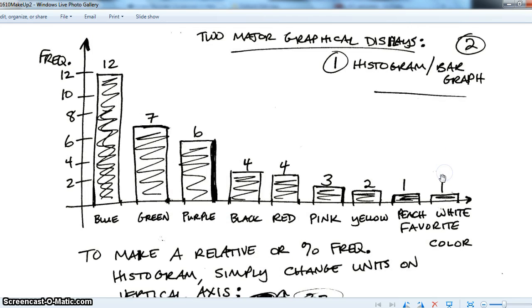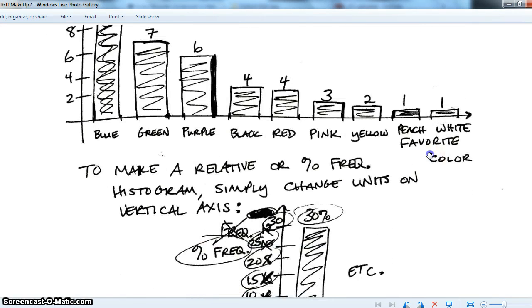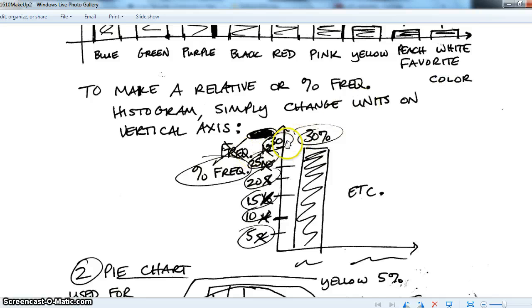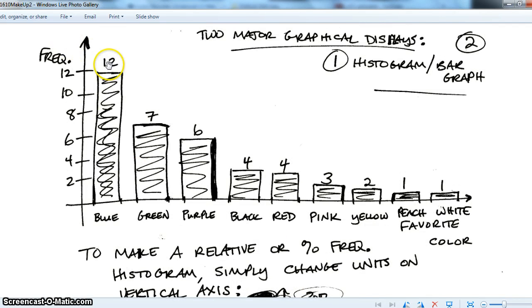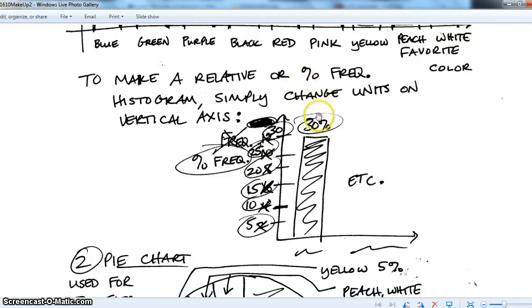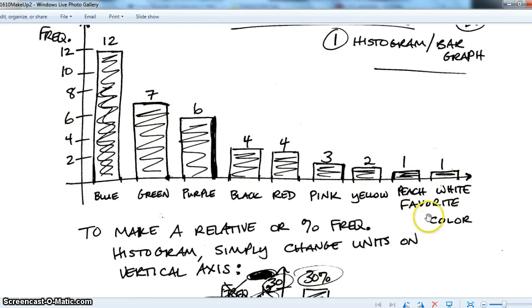So I'm not going to go through and draw this whole thing again. If I was at the chalkboard, I'd just erase it and put something else there, but I'll show you what you would do. Instead of having a frequency with 2, 4, 6, 8, 10, 12, now you have percent frequency, 5%, 10%, 15, 20, 25, 30%. And then for each of the bars, you put the percent on top. So instead of having 12 here, 30%, and so on. The horizontal axis is just the same. You don't have to do any changes with that. It's still favorite color, still all the same colors.